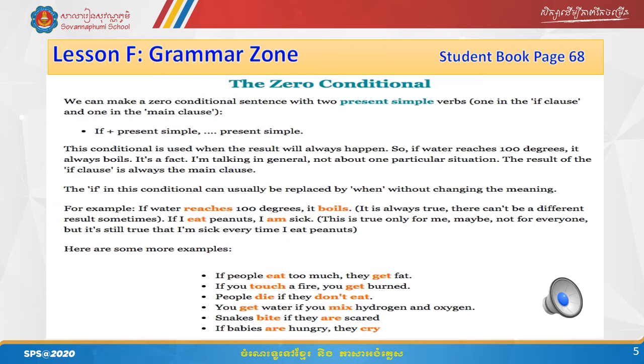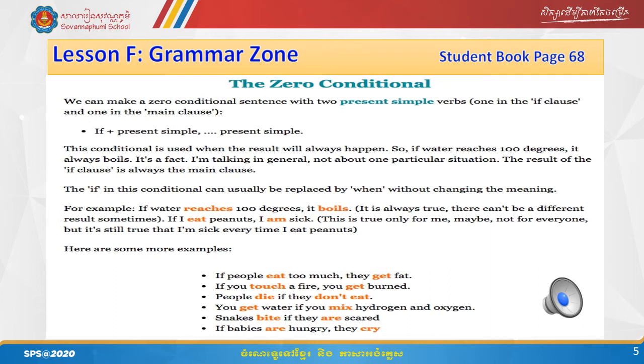If I eat peanuts, I am sick. This is true only for me, maybe, not for everyone. But it's still true that I'm sick every time I eat peanuts. So once again, class, the really important thing here, zero conditional is used to talk about events, things that are true and always true. The if part of the sentence must be true, and the main clause must also be true. We have a few additional examples.